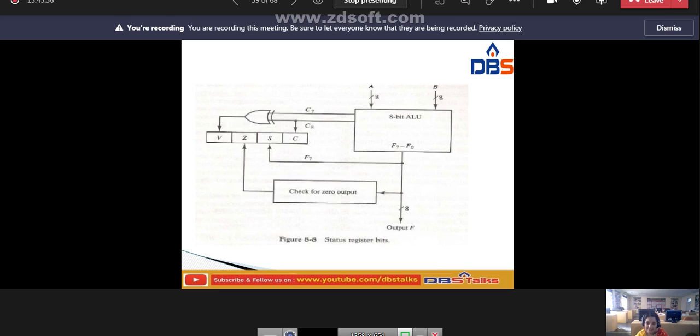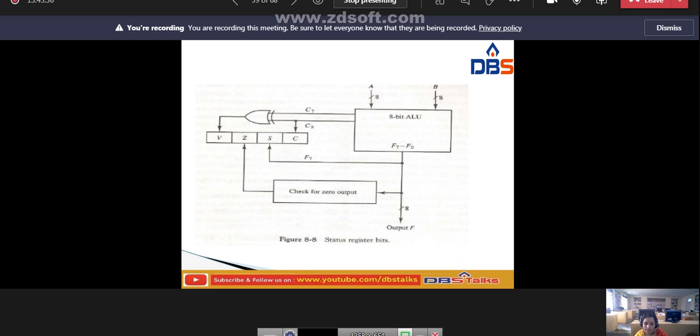The bit S, the sign, is set to 1 if the highest order bit F7 is 1, and set to 0 if that bit is 0. The bit Z is set to 1 if the output of the ALU contains all zeros, and cleared to 0 otherwise. In other words, Z equals 1 if the output is 0, and Z equals 0 if the output is not 0.